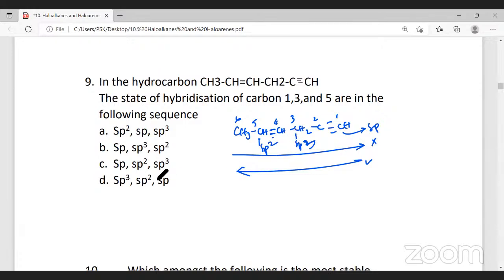Therefore, the answer for this question will be option B: sp, sp2 and sp3. Did you understand? Carbon to carbon triple bond is sp. Carbon to carbon double bond is sp2. And carbon to carbon single bond is sp3. Followed? Yes, sir.